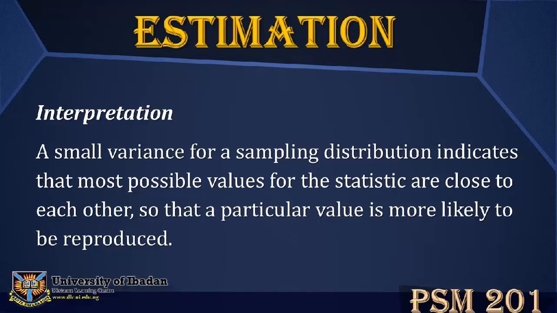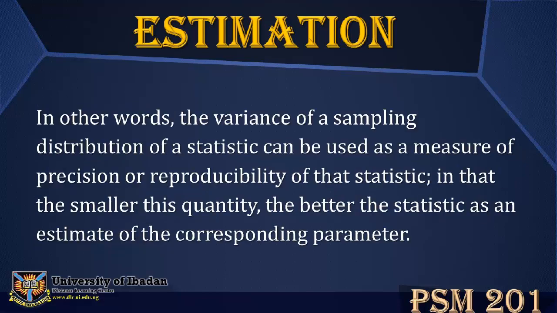Interpretation. A small variance for a sampling distribution indicates that most possible values for the statistic are close to each other, so that a particular value is more likely to be reproduced. In other words, the variance of a sampling distribution of a statistic can be used as a measure of precision or reproducibility of that statistic, in that the smaller this quantity, the better the statistic as an estimate of the corresponding parameter. The square root of the sampling distribution variance is called the standard error of the statistic.